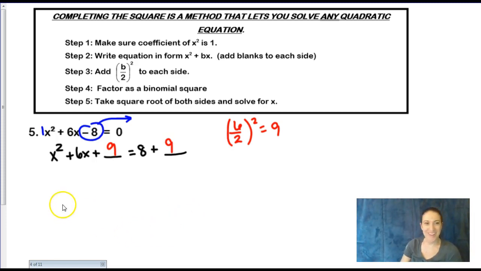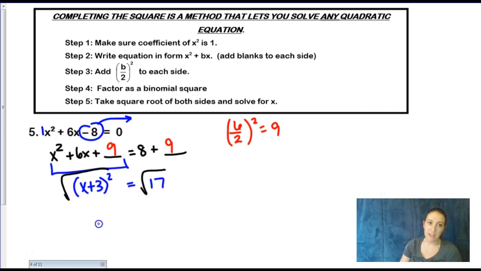Alright, so now this trinomial is a perfect square trinomial. It can factor into x plus 3 quantity squared, and then 8 plus 9 is 17. This is my favorite kind of completing the square question because when I go to take the square root of 17, that cannot break down at all. So we'll say this is x plus 3 equals, don't forget your plus or minus in front of the solution, square root of 17. And then I just subtract the 3 over.